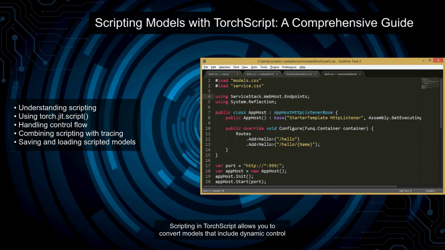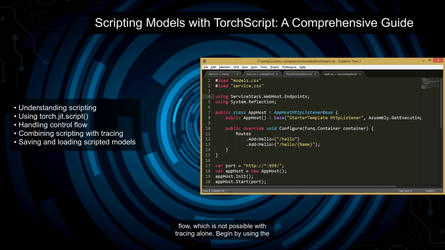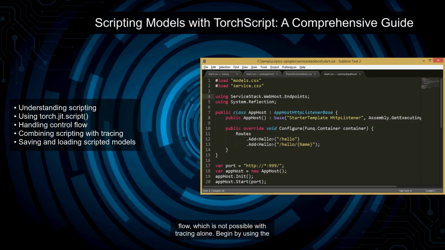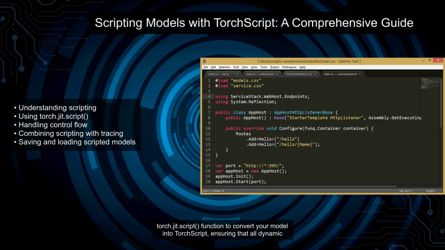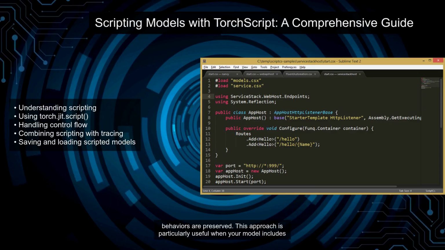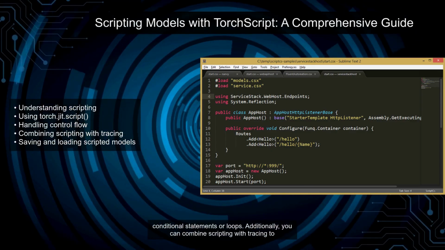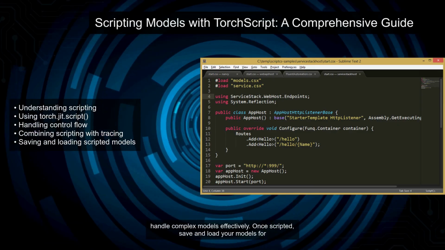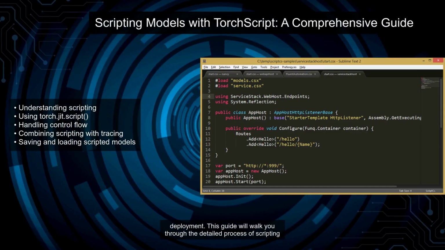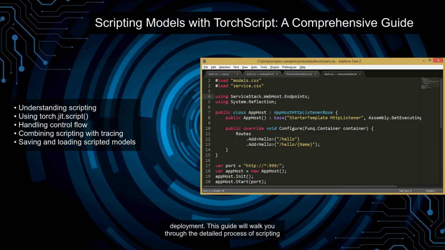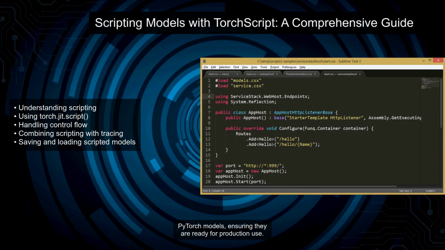Scripting in TorchScript allows you to convert models that include dynamic control flow, which is not possible with tracing alone. Begin by using the torch.jit.script function to convert your model into TorchScript, ensuring that all dynamic behaviors are preserved. This approach is particularly useful when your model includes conditional statements or loops. Additionally, you can combine scripting with tracing to handle complex models effectively. Once scripted, save and load your models for deployment. This guide will walk you through the detailed process of scripting PyTorch models, ensuring they are ready for production use.